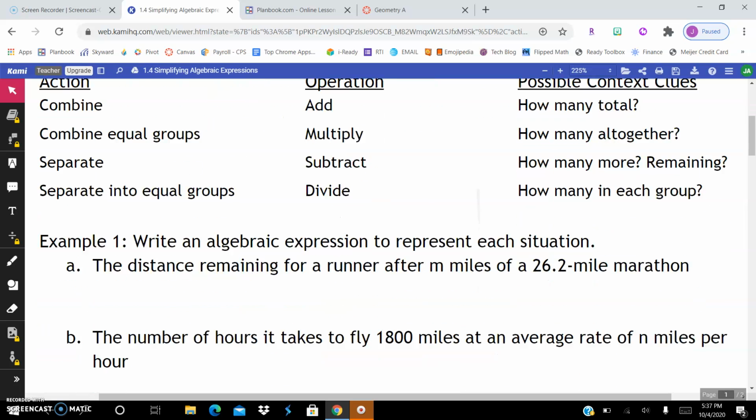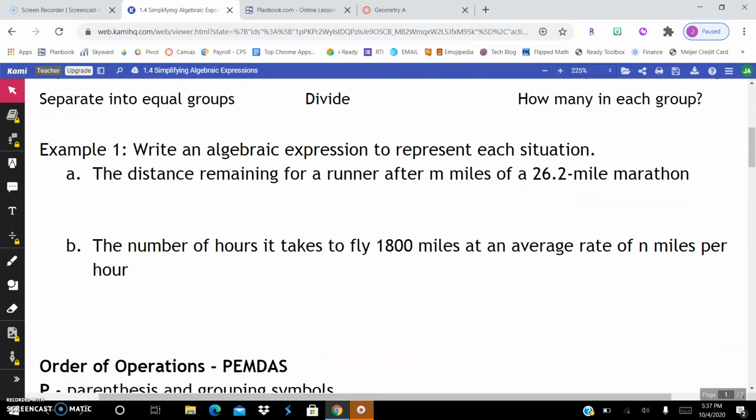Okay. So for example 1, it says write an algebraic expression to represent each situation. The first one is the distance remaining for a runner after m miles of a 26.2 mile marathon. So a couple things I want to talk about here. The first thing is algebraic expression. Algebraic means that we have to have a variable, or at least one. And then expression is just the problem without the equal sign. So we're not solving, we're just writing down what the problem would look like.